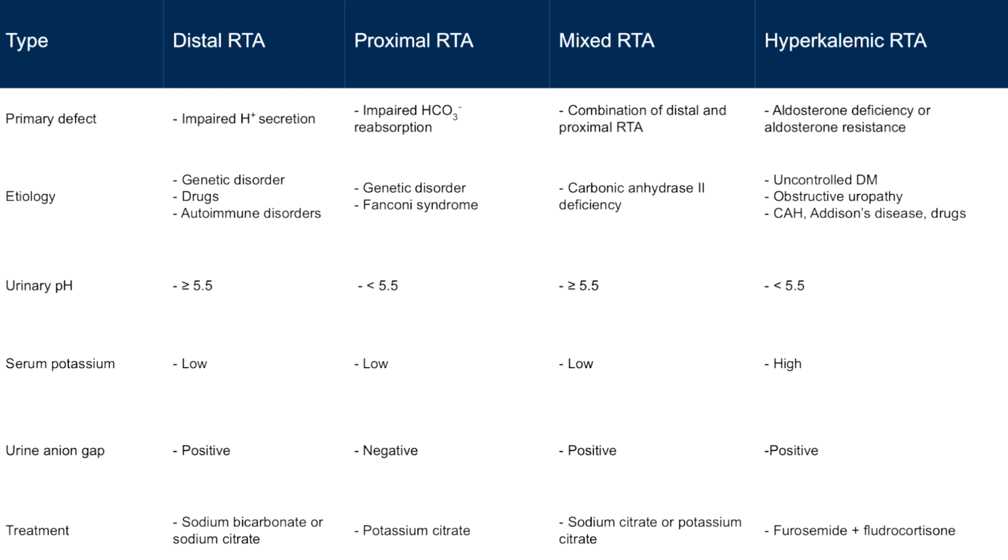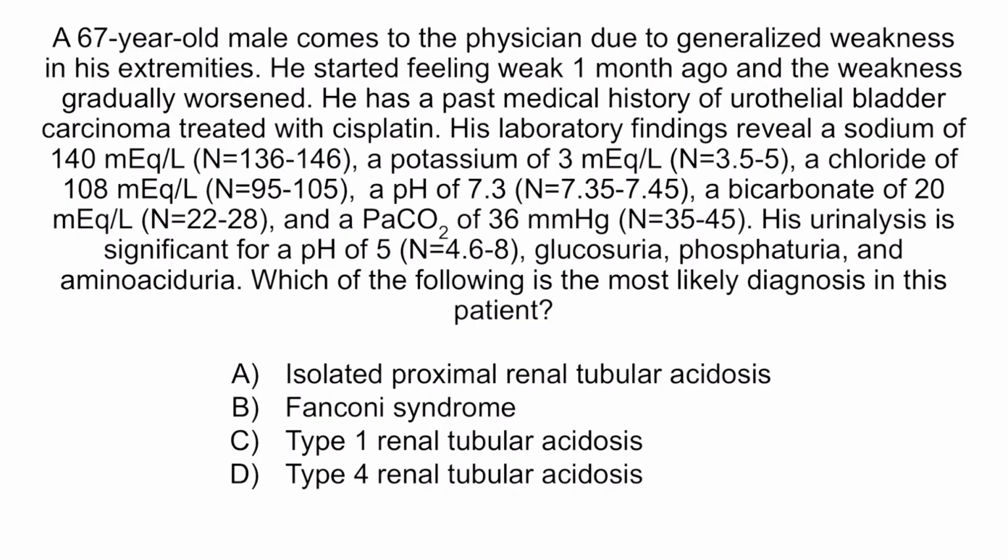Finally, hyperkalemic RTA, or type 4 RTA, is due to aldosterone deficiency or aldosterone resistance. Therefore, this differs from other types of RTA as it presents with a high serum potassium instead of hypokalemia. Urine findings include a pH of less than 5.5 and a positive urine anion gap, and the treatment is furosemide and fludrocortisone. All right, let's wrap up with a final question.